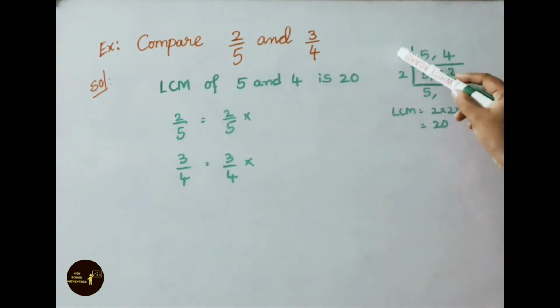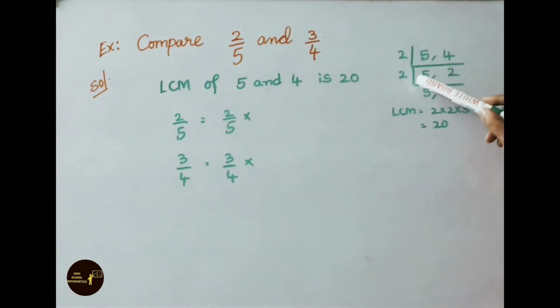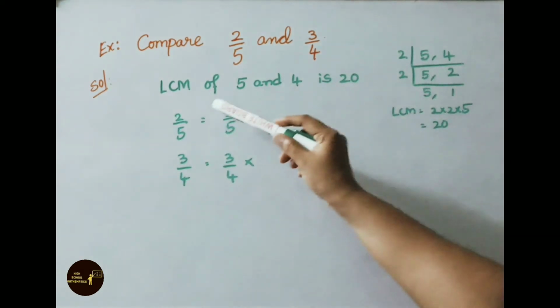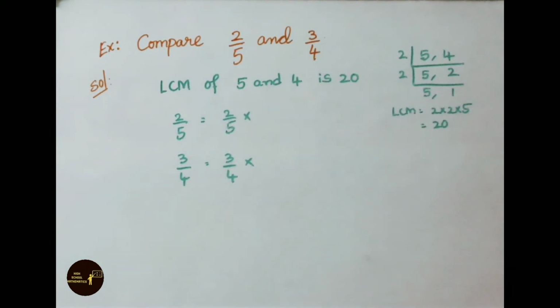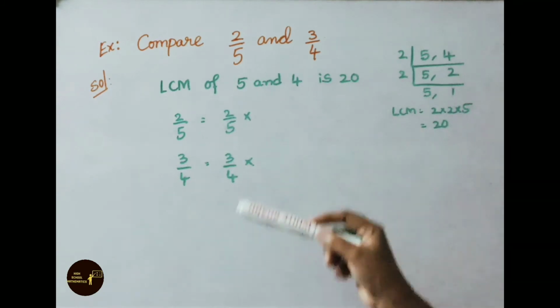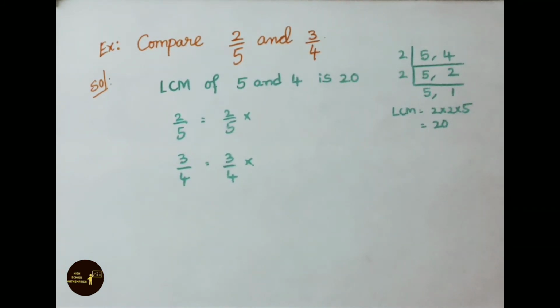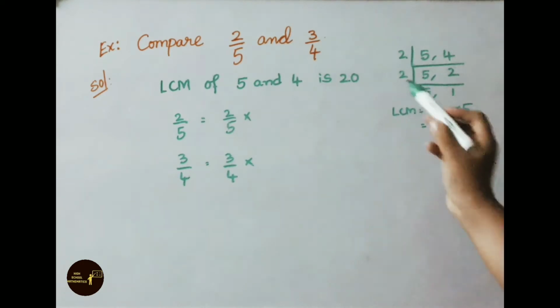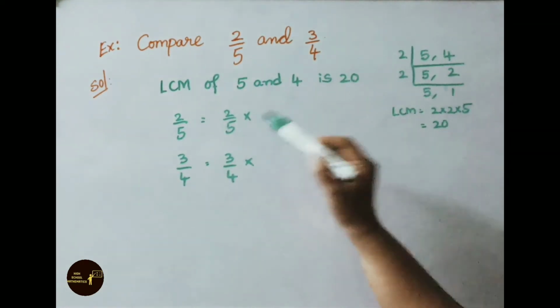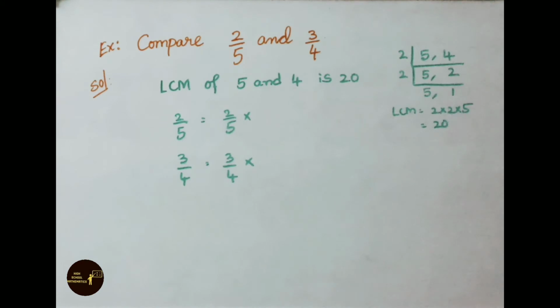5 comma 4. 2 fours are 4, 2 divides 4 two times. Again 2 twos, 2 divides one time. Therefore LCM equals 2 into 2 into 5. 2 2s are 4, 4 5s are 20. Therefore, LCM of 5 and 4 is 20. Now, we must multiply the given fractions with a number so that the denominator becomes the LCM value. With the denominator, what number do we multiply to get 20? 4 we have to multiply.